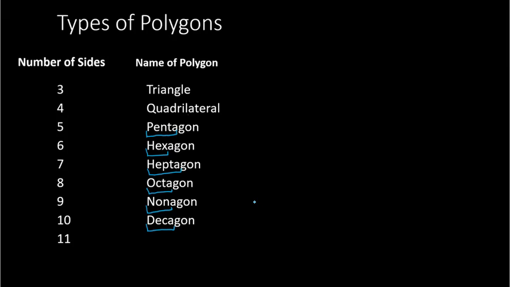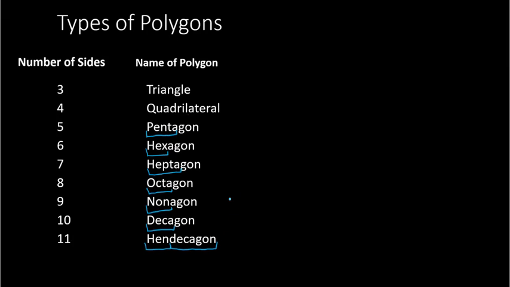Now another one that is not as common, we don't really use this name very often, but it's maybe good to know, is an 11-sided polygon. That is called a hendecagon. So you see decagon, that means 10 sides, and the prefix hen would mean 1. So it's literally meaning 10 plus 1 or 11. So this has 11 sides.